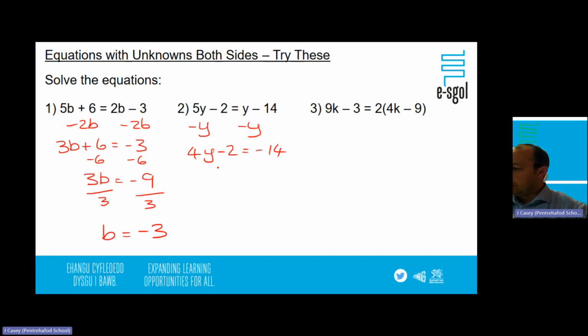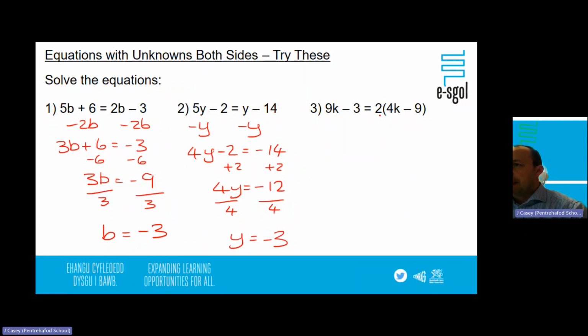There's a lot of minuses in this question. But I'm going to add on 2 both sides, add on 2, and that gives me 4y equals minus 12. And then we divide by 4 both sides, divide by 4, divide by 4, y equals minus 3. Same as the previous answer, so that can happen sometimes.